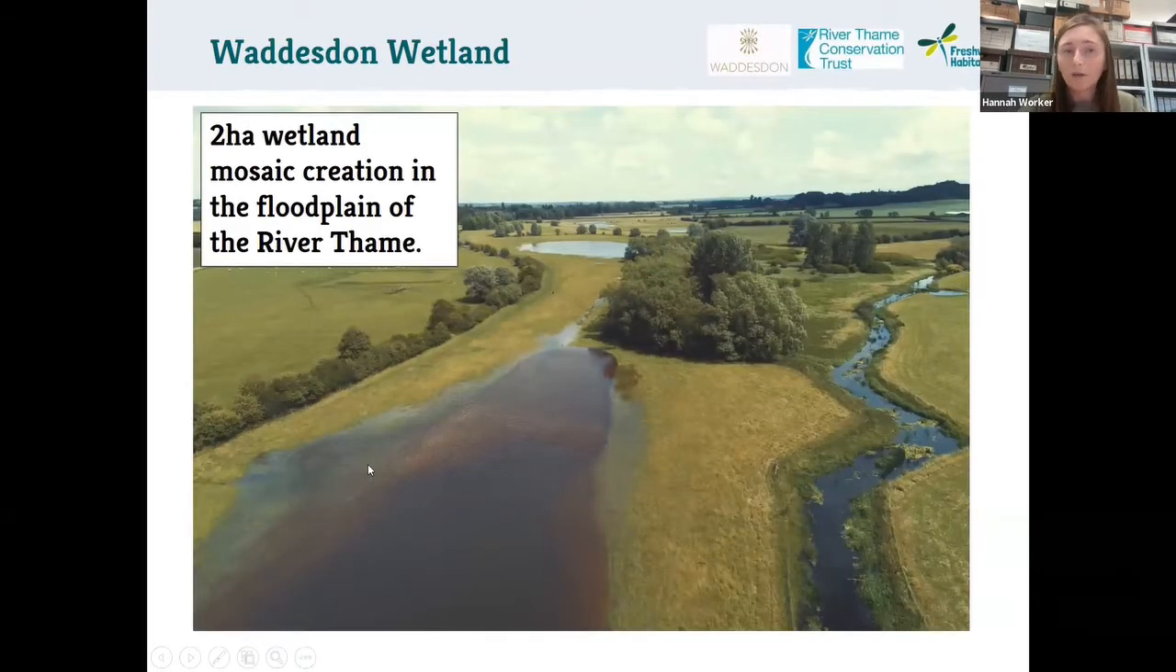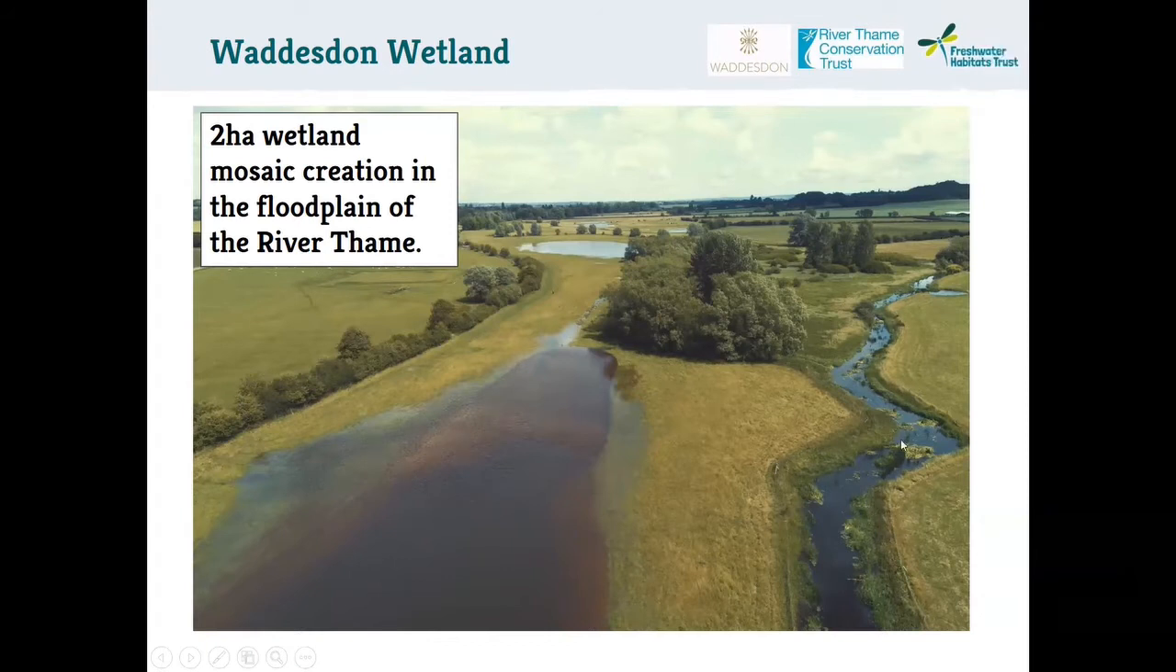So this was a big wetland creation project that was in partnership with the Thame Conservation Trust and also the Waddesdon estate. So do say if you can't see my pointer, otherwise I just sound a bit like a mad lady telling you things, but there's excellent, good.